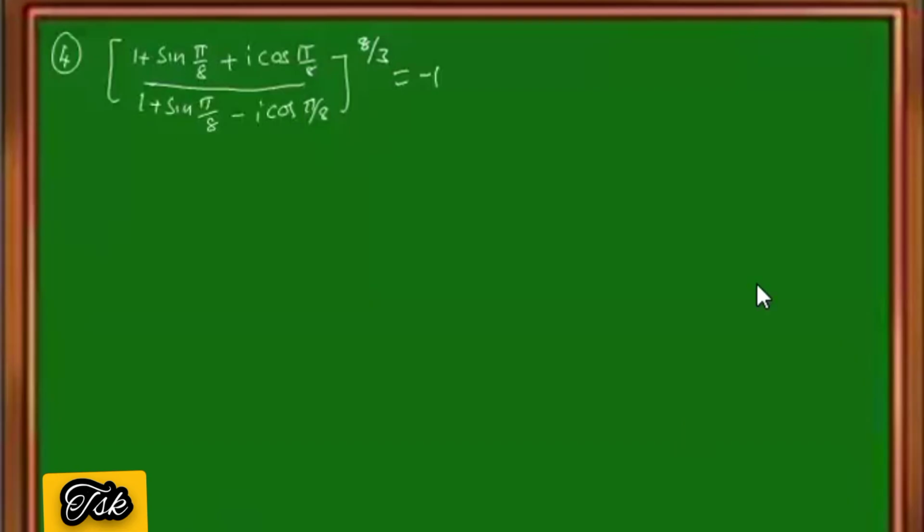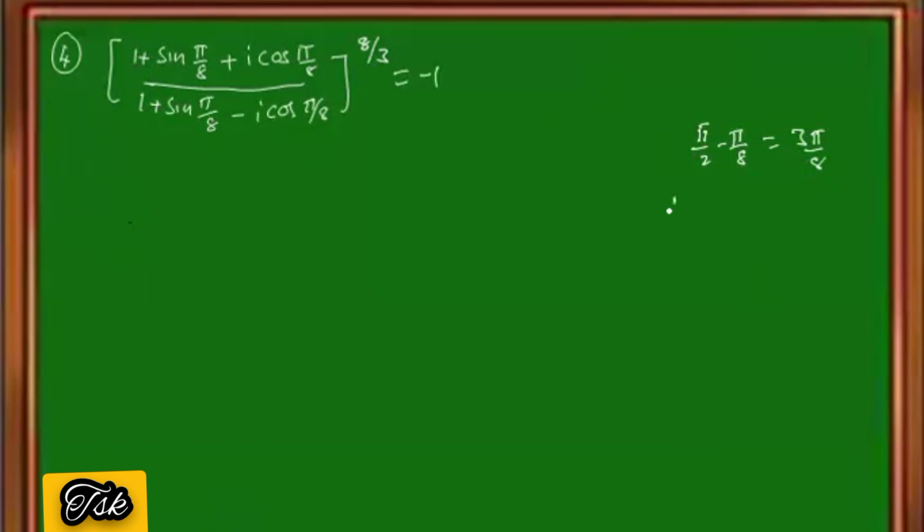Fourth problem. 1 plus sin pi by 8 plus i cos pi by 8 whole to the power of 8 by 3, divided by 1 plus sin pi by 8 minus i cos pi by 8 whole to the power of 8 by 3. So I write, what is pi by 2 minus pi by 8? It is nothing but 3 pi by 8. Pi by 2 minus pi by 8 is 3 pi by 8.